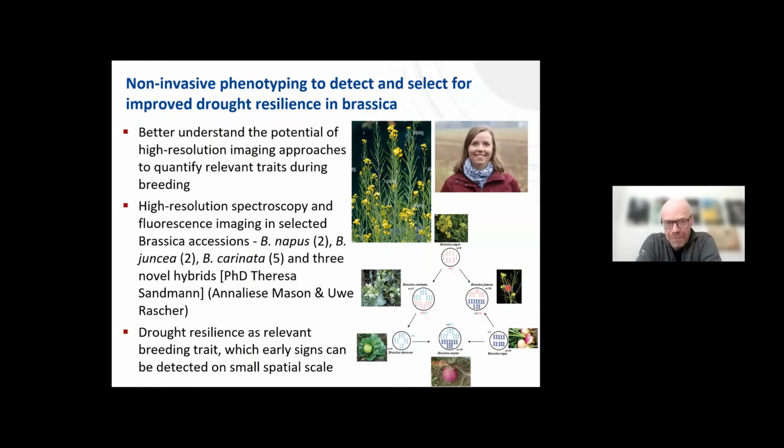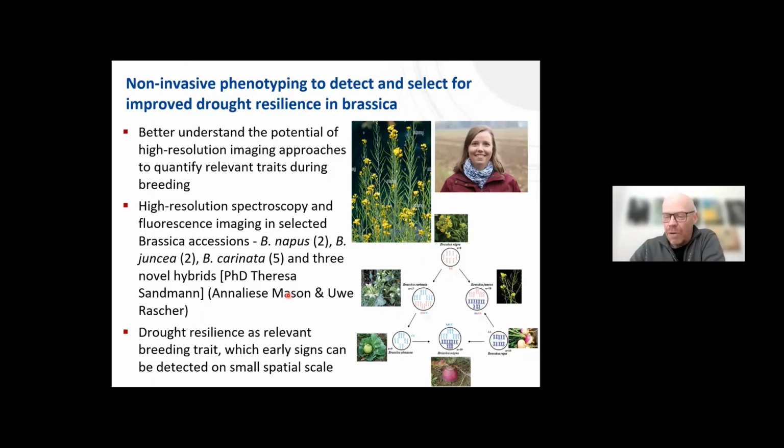The second new project, which is even newer than the one from Julie, is a project which we just started together with Anneliese Mason and supervised also by me. The PhD student behind it is Theresa Sandmann, who has spent the past month understanding and linking the requirements of the breeding background coming from Anneliese with our possibilities to measure breeding relevant traits for brassica breeding, and matching this with the potential of the measurement modes which we have in hand.